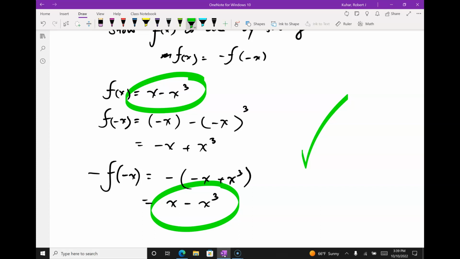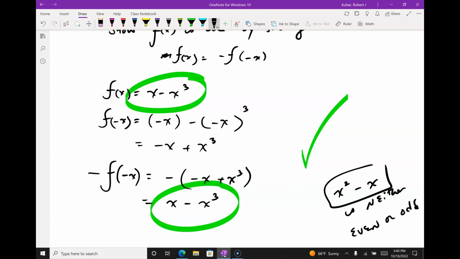I'll probably make it a neither. So you have to know how to test for even, you have to know how to test for odd, and if both of those fail, then it's a neither. I'll say, is the following function odd, even, or neither? So there's your function.